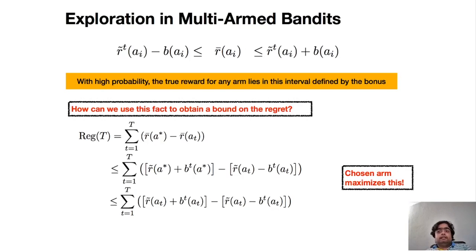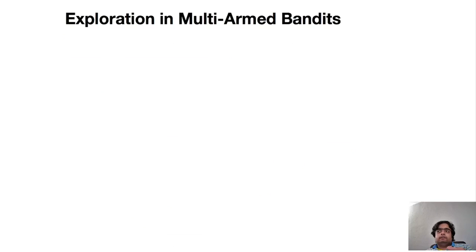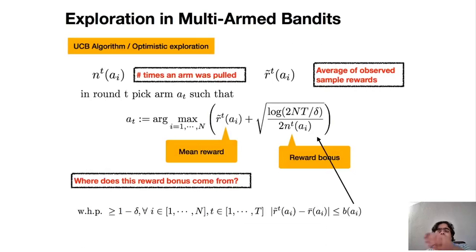Now things are very convenient looking because it turns out that you can essentially just cancel off R tilde of AT and you can get a sum over bonuses. So sum over BT of ATs. And now if you recall from the previous slide, the expression for these reward bonuses is essentially dependent on the inverse square root of counts. So inverse square root of the number of times you have pulled an arm AI in your system, right?